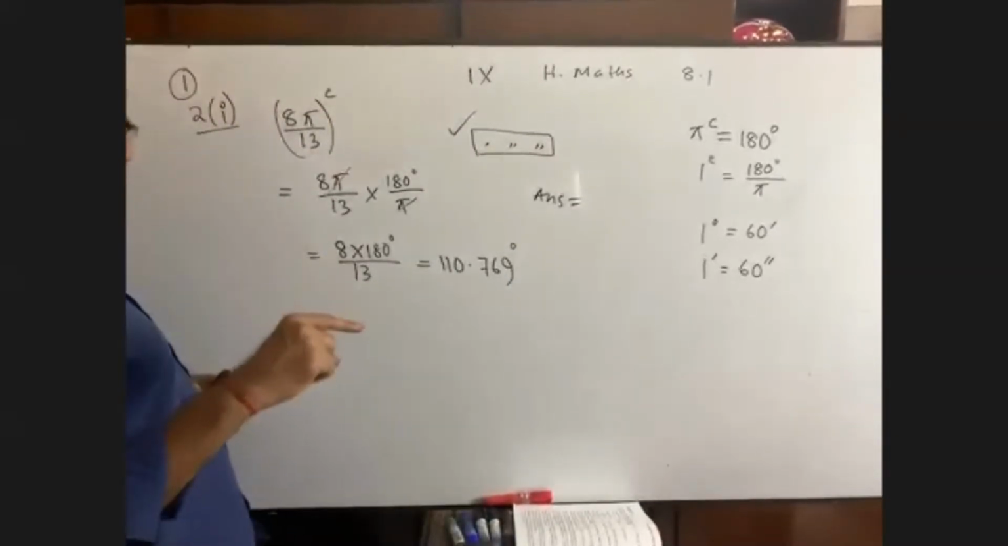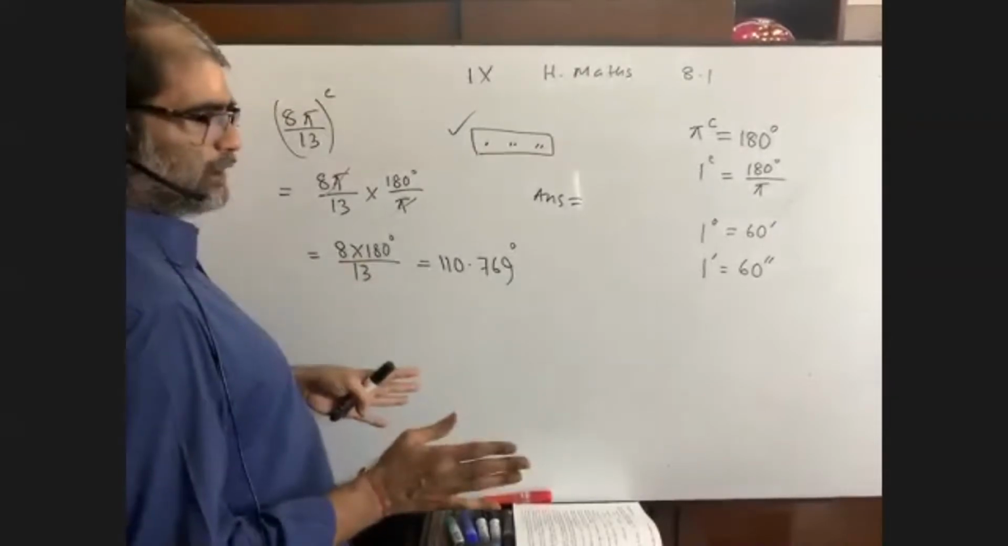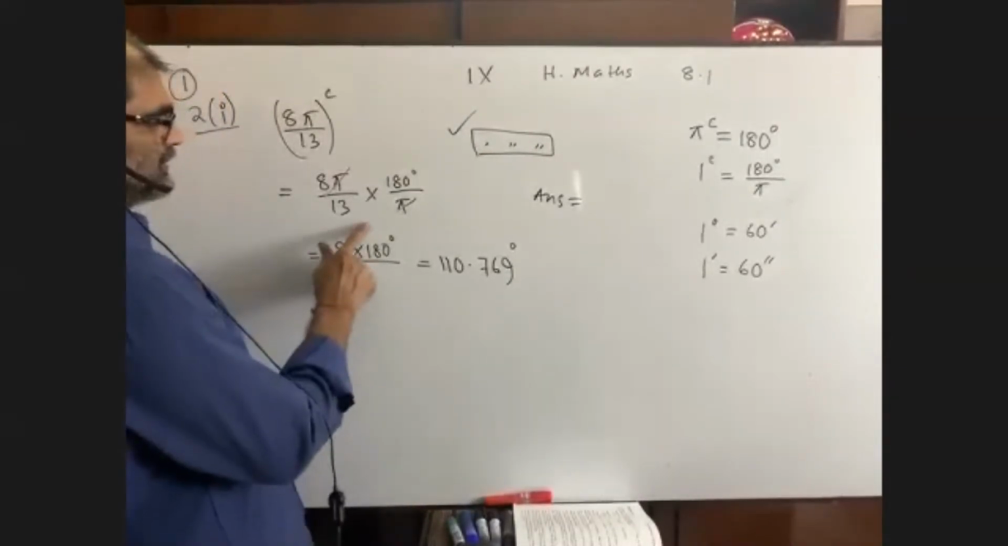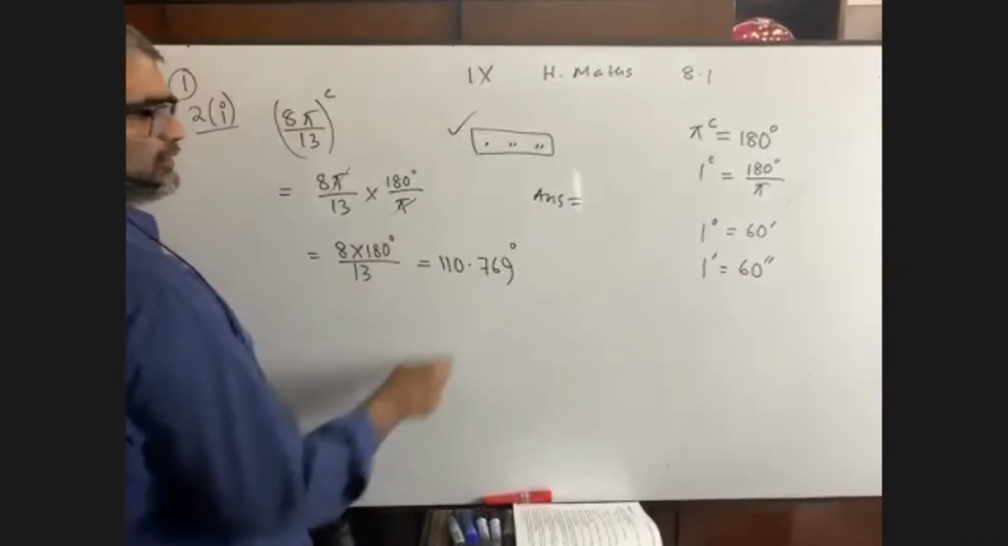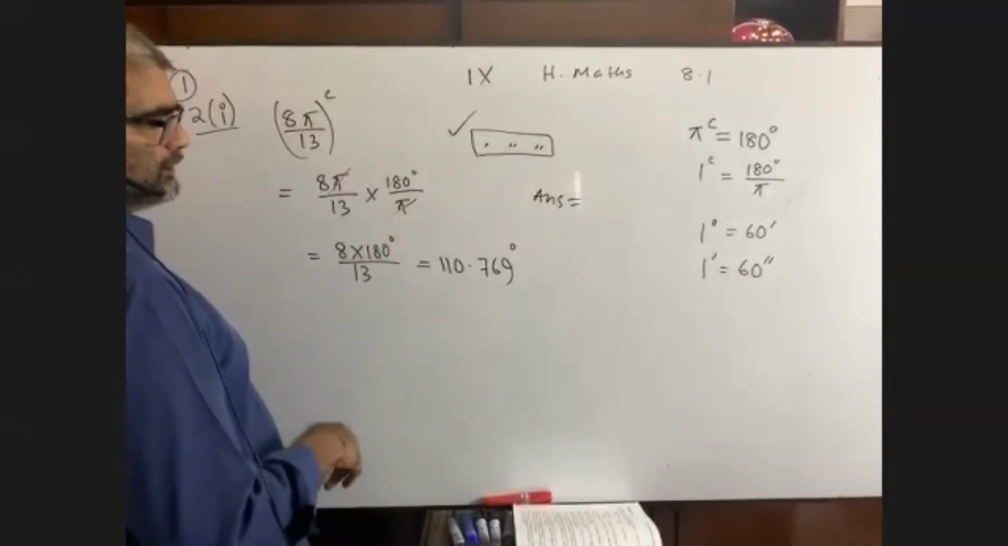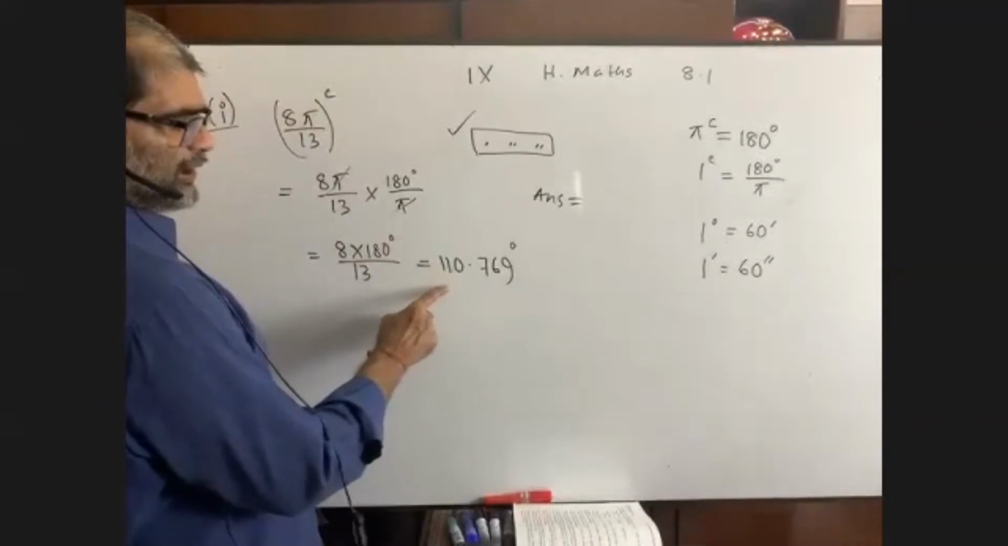Just go with me. If you don't know how to use the calculator, it is up to you. You just divide this. You will get this value, 769? Use the calculator. You will get this value.